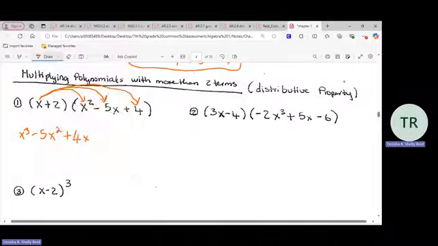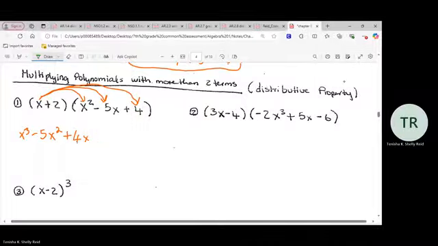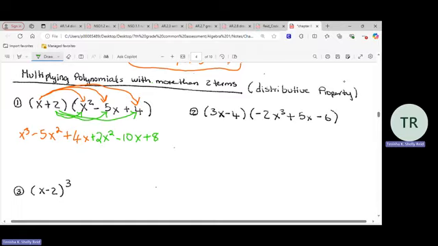Then we're going to do the next term. I like to always do that next term underneath. So 2 times x squared is going to give me 2x squared. 2 times -5x is going to give me -10x. And 2 times 4 is going to give me 8. That's it. From here, I'm just going to combine like terms.